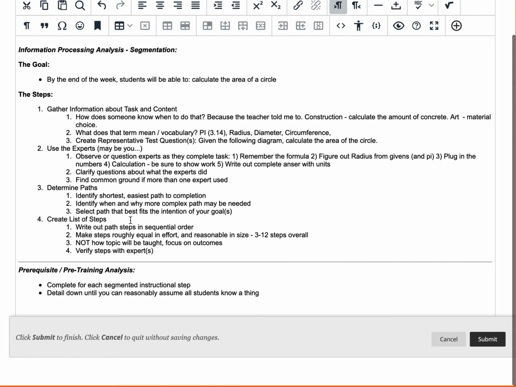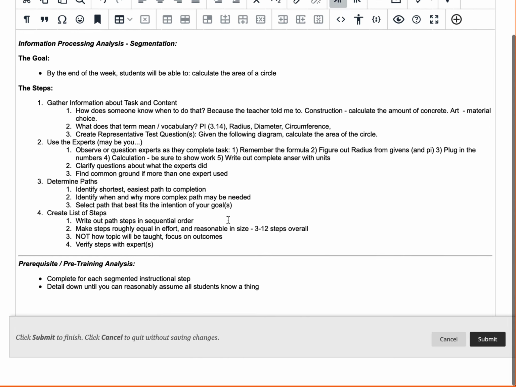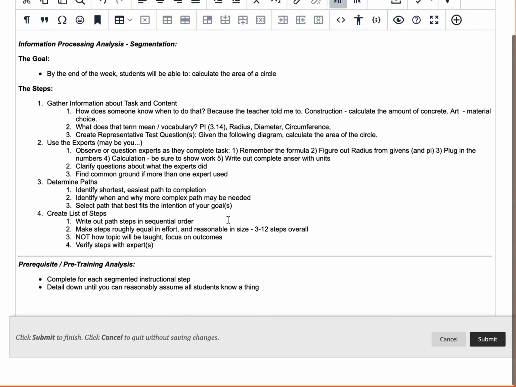Doesn't even need to be complete sentences or paragraphs or anything. Just, number one, here's the step. Number two, here's the step. Number three, here's the step. And I do have a bit of an example on the assignment page itself to show what I'm looking for.